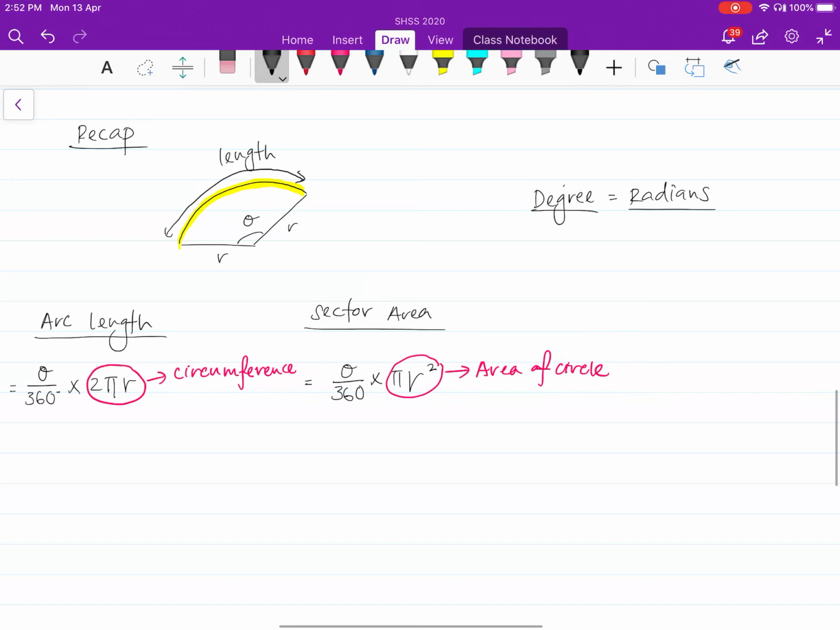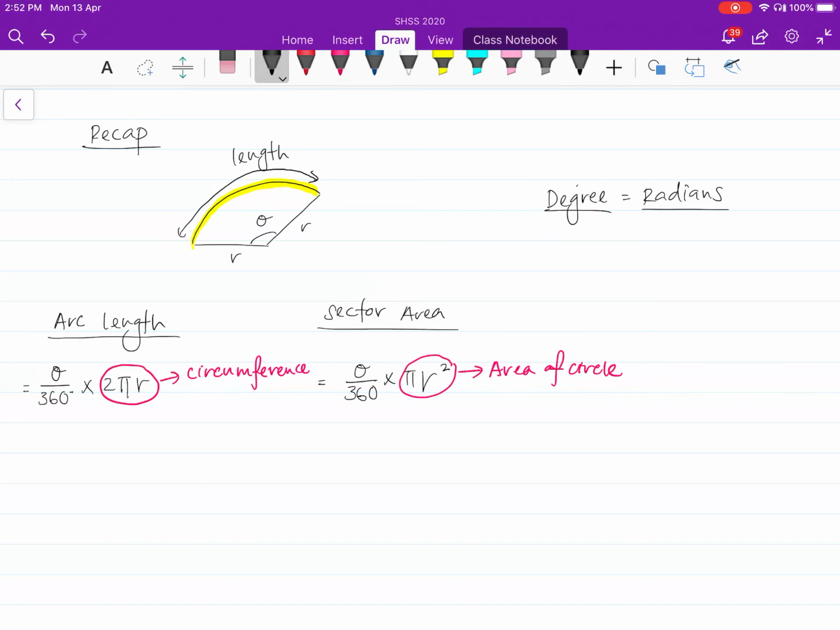The next is we need to recap on what is degrees and what is radians. Now, degrees and radians actually mean the same thing, except that they are of different units. So 180 degrees is actually pi radians. And 360 degrees is actually 2 pi radians.